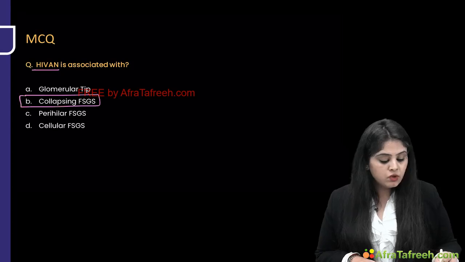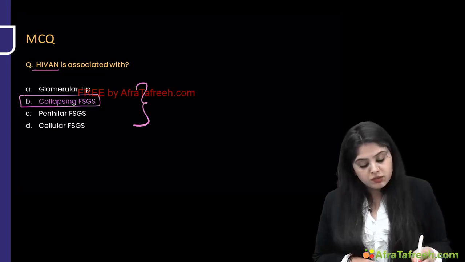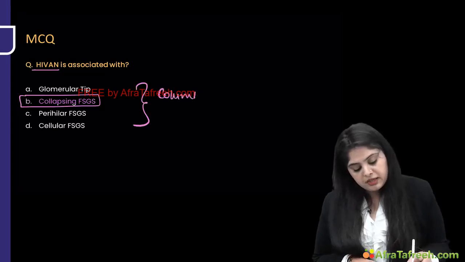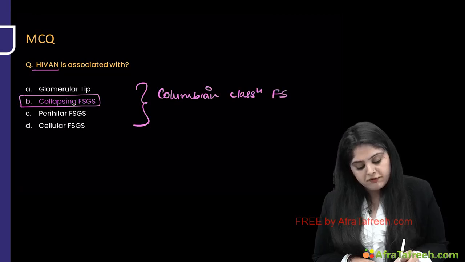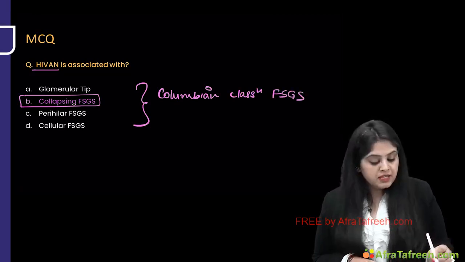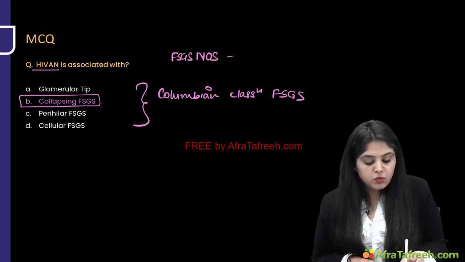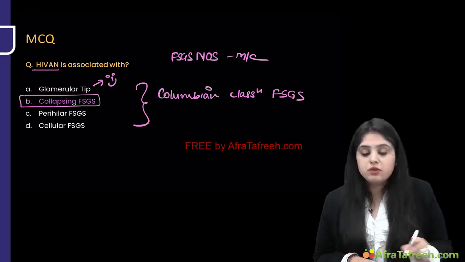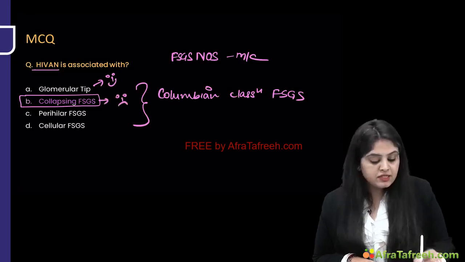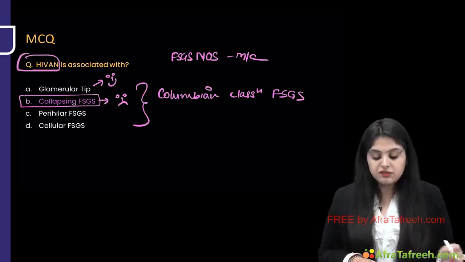The bad one was the collapsing FSGS. Do you remember what classification this was? This was the Columbian classification of FSGS, which taught me that there is an NOS type of FSGS, which is the most common. There is a glomerular tip type, which has the best prognosis, and there is a collapsing type, which has the worst prognosis, and that is what you see in HIV patients.